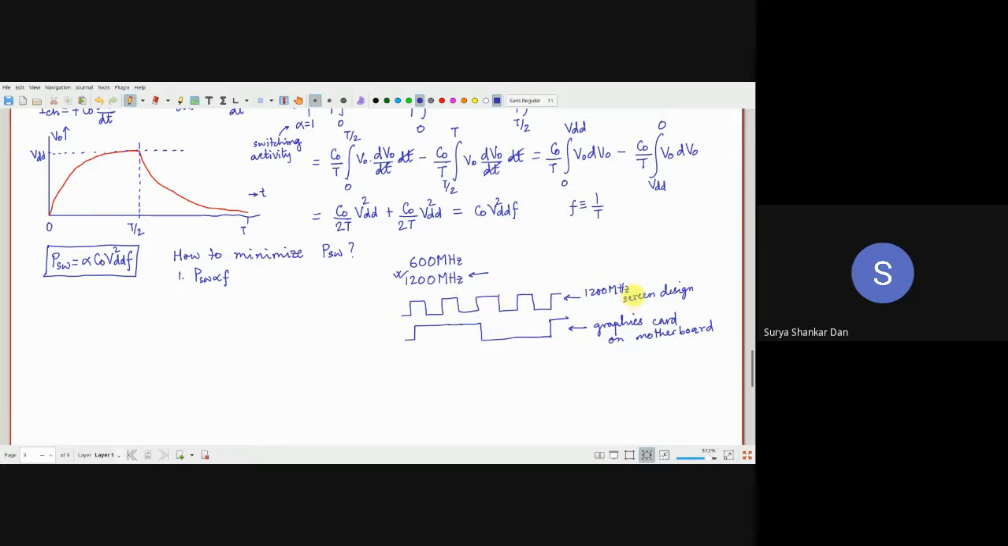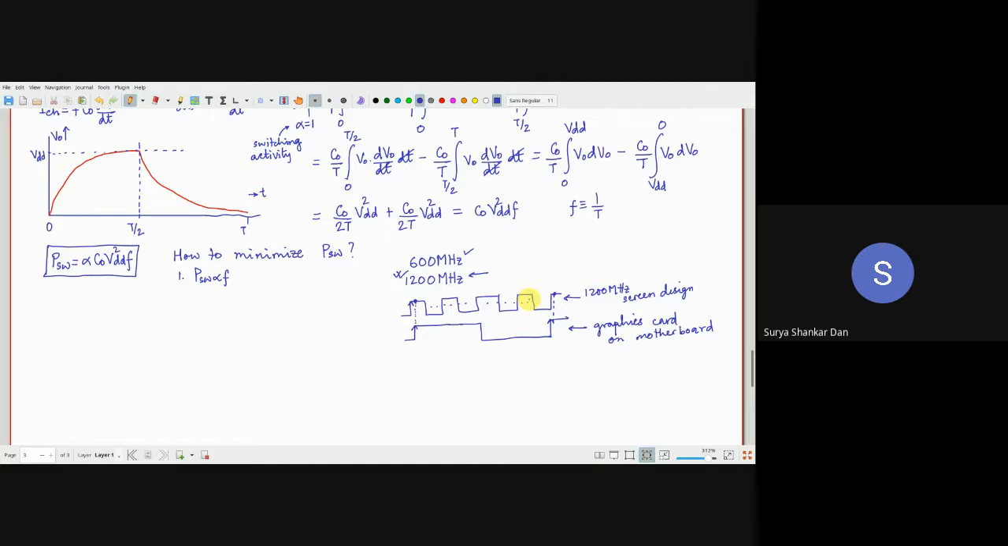But there is no point, because your graphics card on the motherboard, on Intel motherboard, is going to poll only at 600 megahertz. So your 1200 megahertz screen will still work. There is no problem with that. The only thing is that you are unnecessarily wasting. So here is also high, here is also high. Your motherboard will only see whatever is the data at this instant, and let us say this instant. So there is absolutely no point in making these transitions.